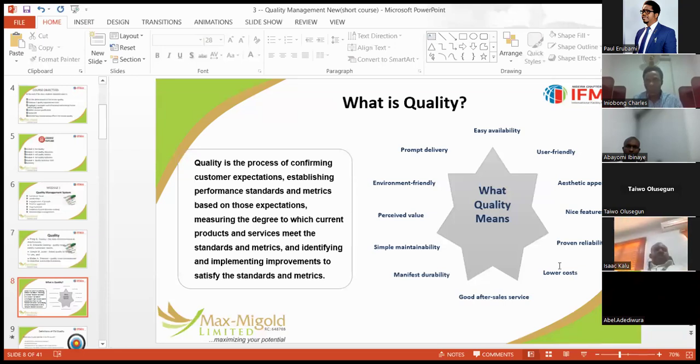No, I want to be confident that the power will remain there 24 hours. I won't have anything to worry about. So it's easily available. Then we have user friendly. I made an example of a phone. You know, you are using your phone and you cannot use some functionality, or you have so much functionality on it, then the simple things you cannot do. So you want a product, a service that is user friendly.